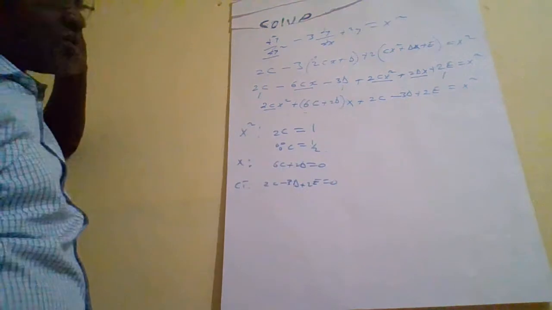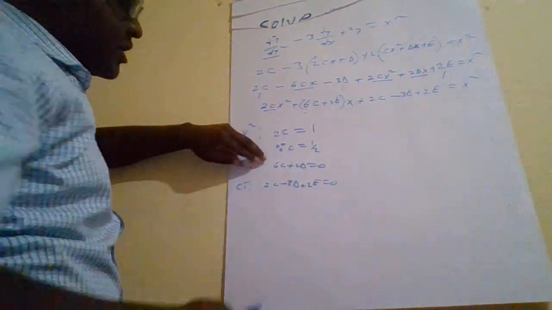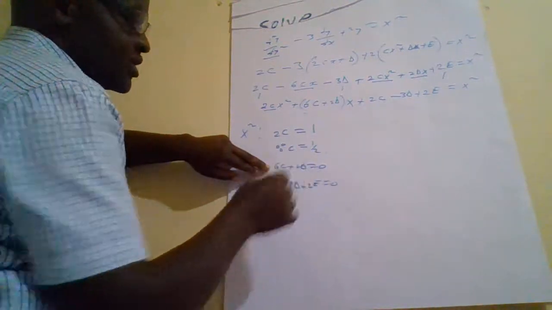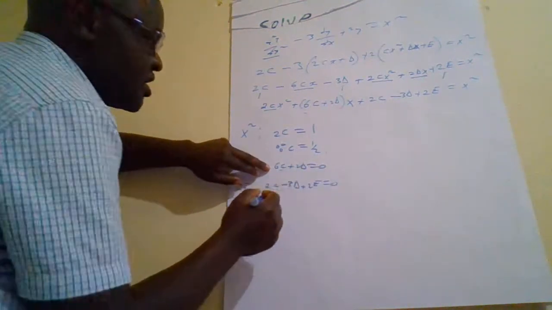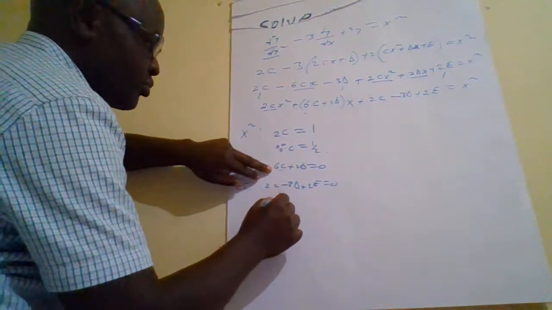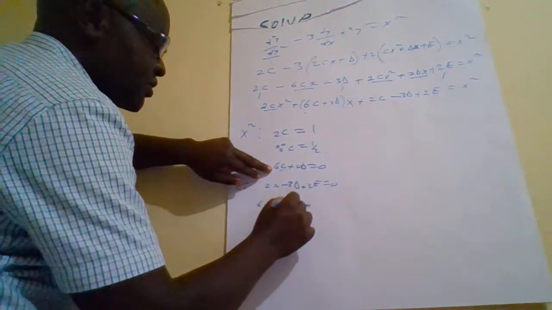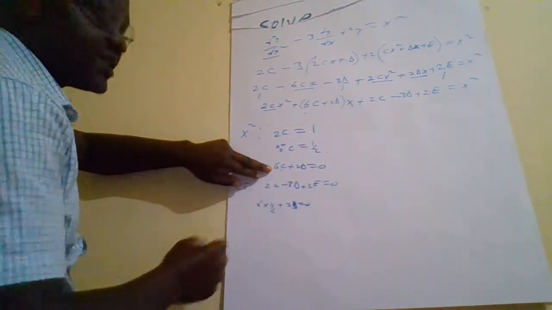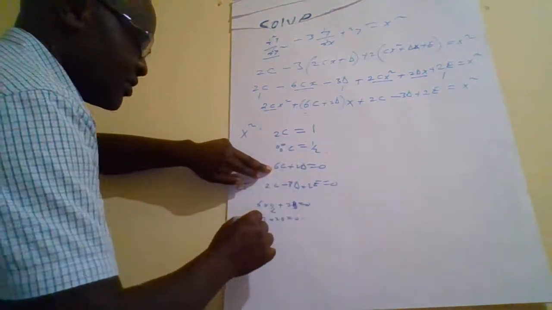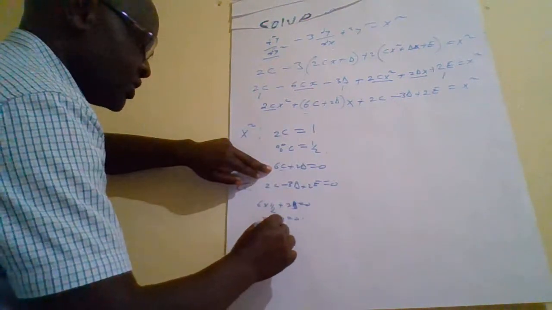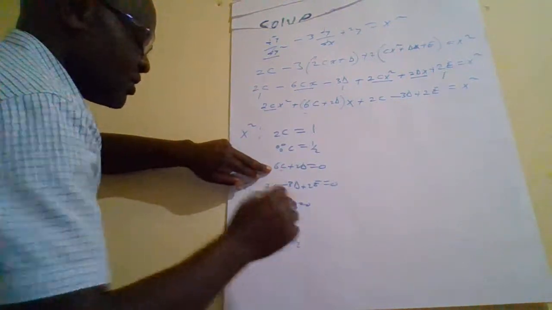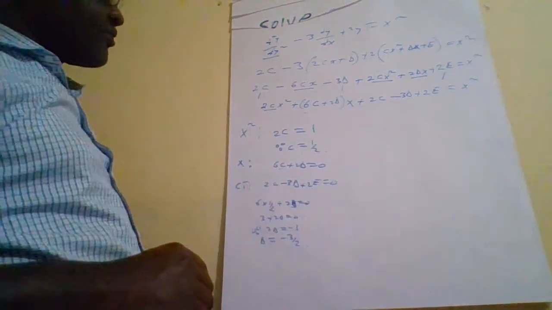So you can solve the two equations simultaneously. But remember here we have the value of c, so we can replace c with a half in this equation so that you can get the value of d. So it will be 6 times a half plus 2d equals 0. 6 times a half is 3, so 3 plus 2d equals 0. Therefore, 2d equals -3, d equals -3 over 2. So this is the value of d.